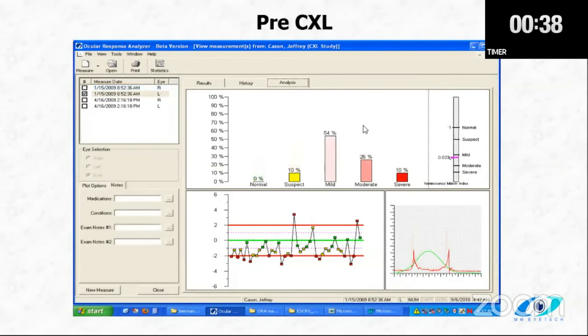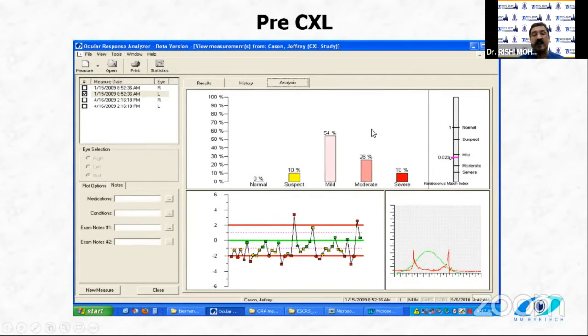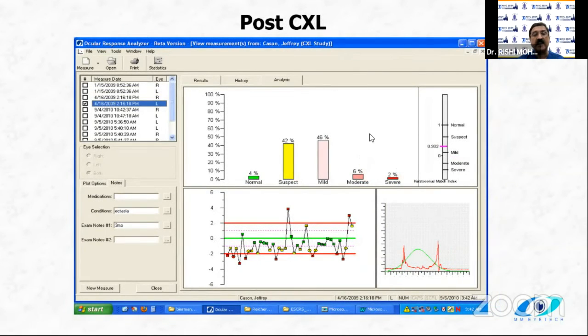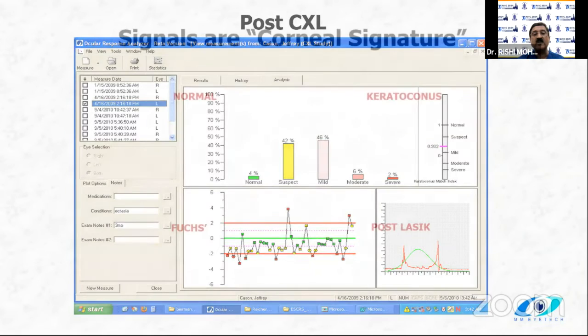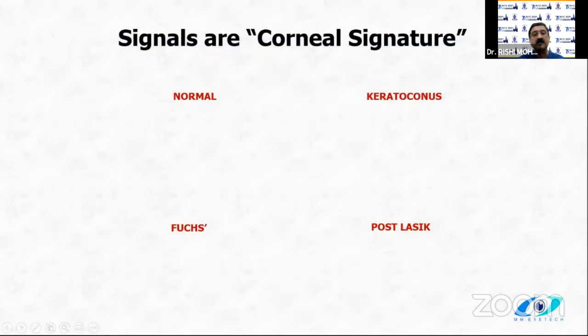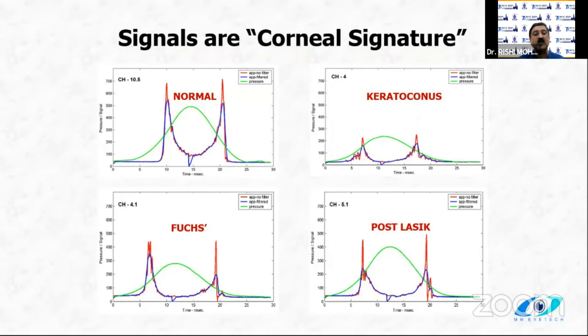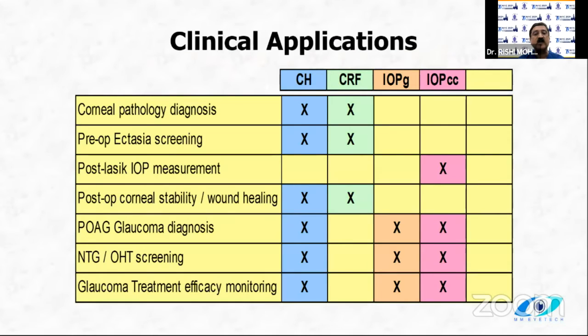Here again, the mild keratoconus and the moderate keratoconus. Here again, you can see that these patients are having data which suggests that there is a drop in the biomechanical aspect. So here are the normal or the abnormal corneal signatures which have to be seen.